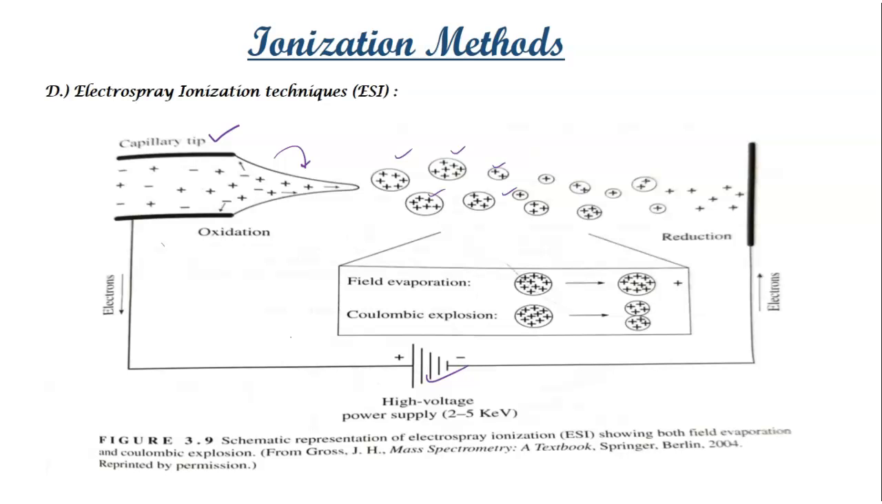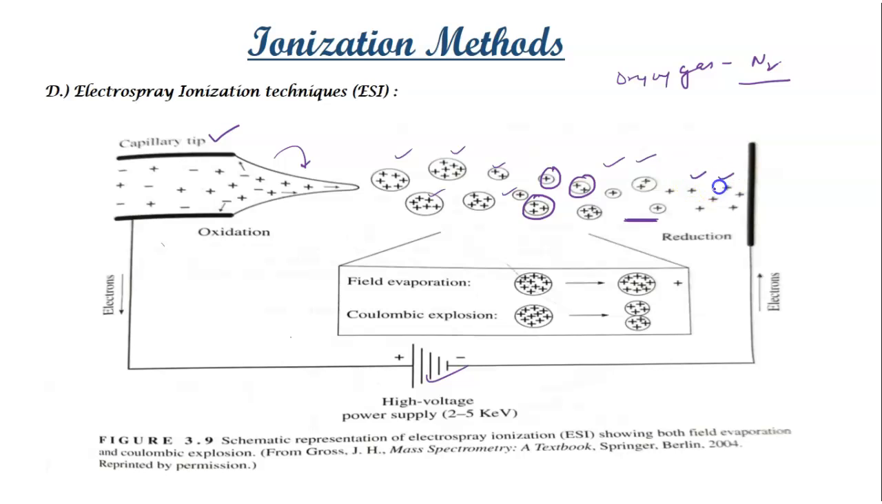Now these charged droplets are subjected to a counter flow of drying gas, and the drying gas used here is nitrogen. They are subjected to the counter flow of the drying gas, nitrogen, which does the evaporation of the solvent molecules. It will evaporate the solvent from these charged droplets.